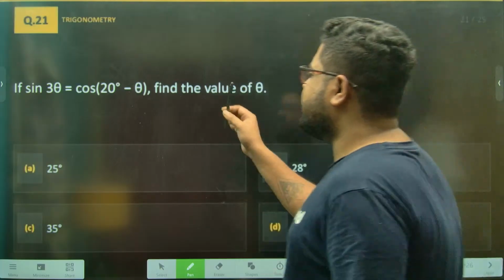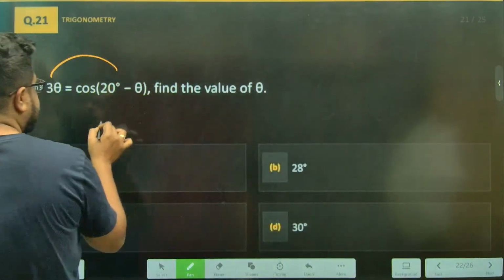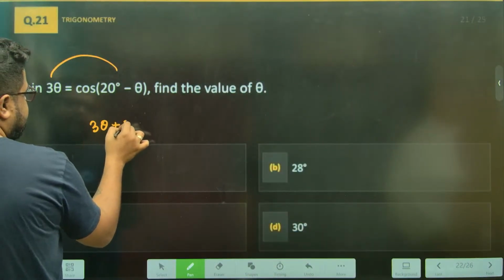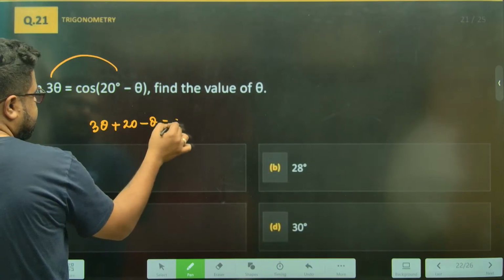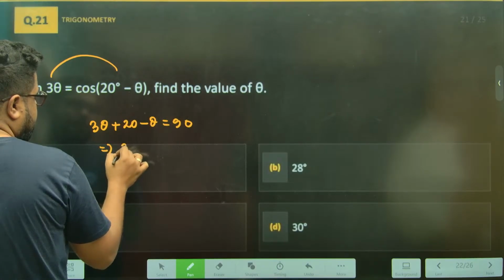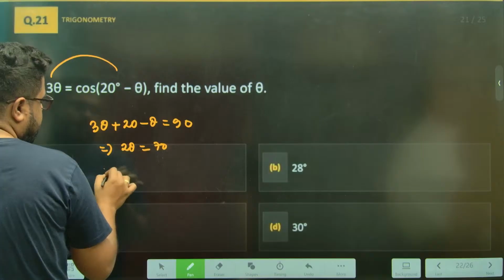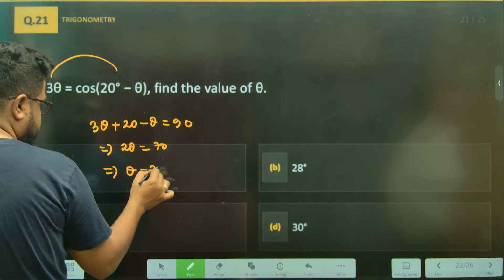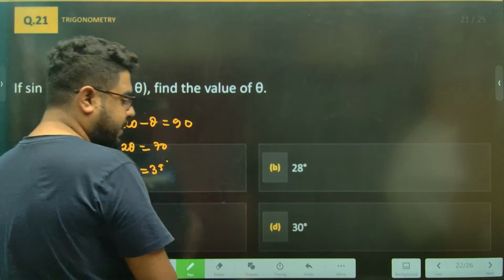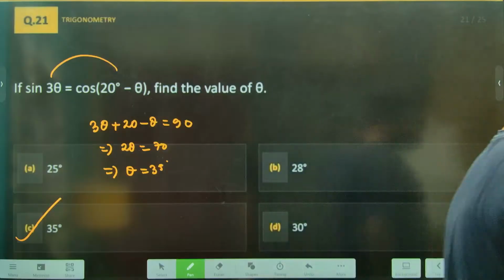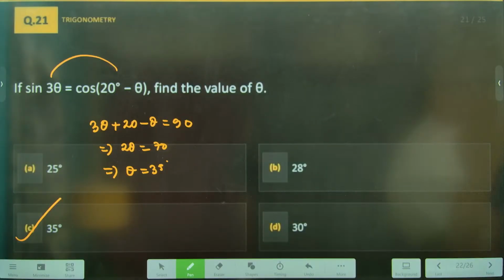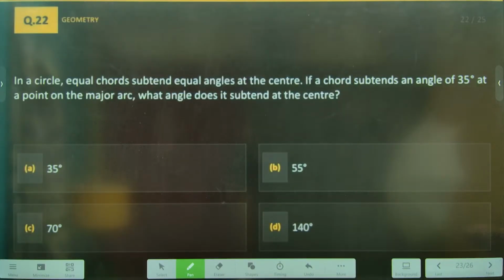So sine equal to cos, meaning these two are complementary angles. So 3 theta plus 20 minus theta is 90. So 2 theta is 70. Theta is 35. Sir, option C, 35 degrees the answer. Option C, 35 degrees the answer. Very simple question. Next one, sir.